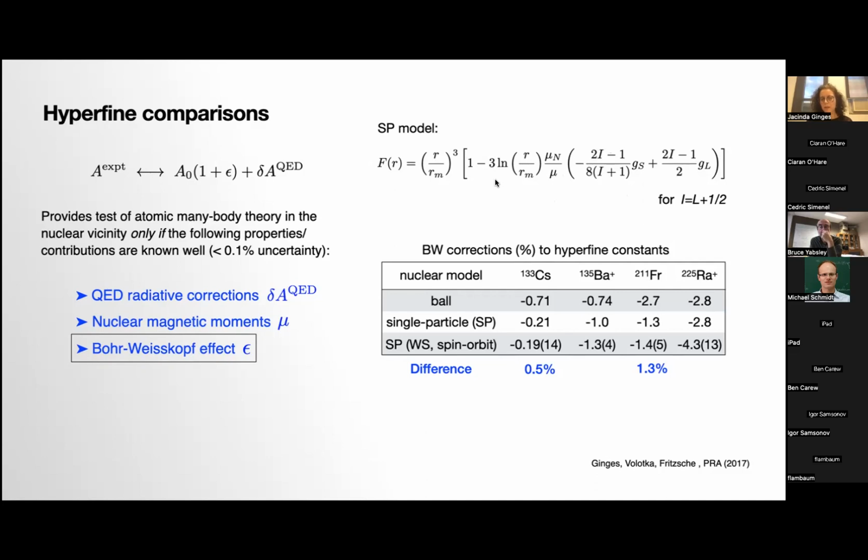So from that, you can then determine these so-called Bohr-Weisskopf corrections in different models, in the Bohr model and the single particle model. And we also did a more sophisticated model, taking the nucleon wave function to be found in the Woods-Saxon potential with the spin-orbit interaction included. And what we saw is the following. Generally, there are quite large differences between the different models. So it's very highly sensitive to how you model these things.